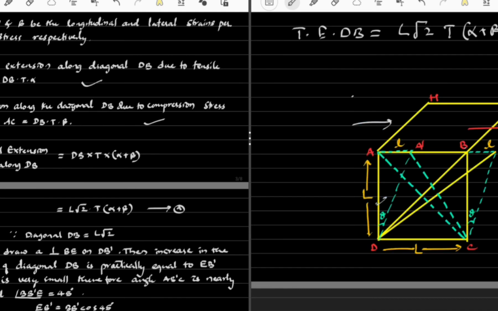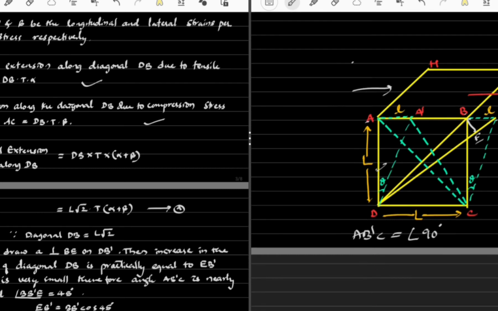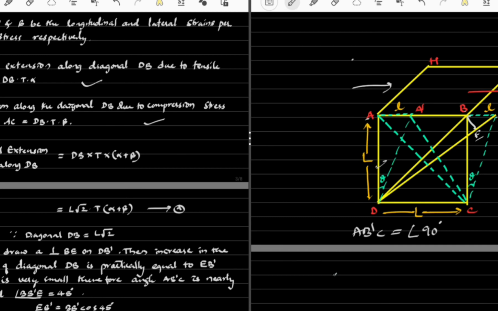So now what we'll do here, we'll draw one perpendicular line on AB dash, and we'll call this E. So now here angle AB dash C is nearly equal to the angle 90 degree. Therefore the angle of B dash is equal to 45 degree. So here this is 45 degree.